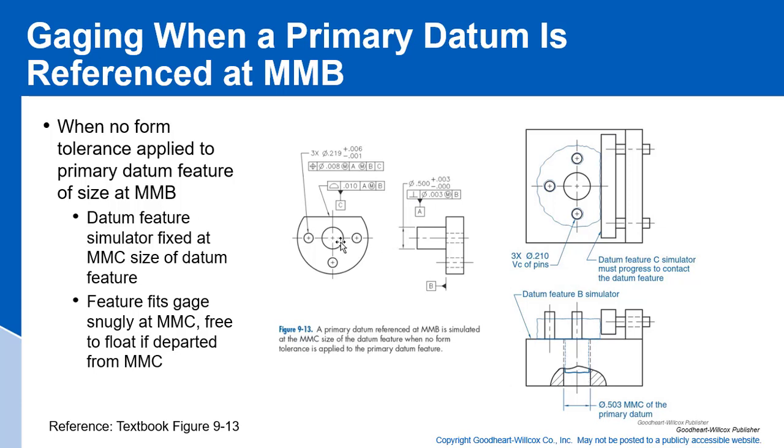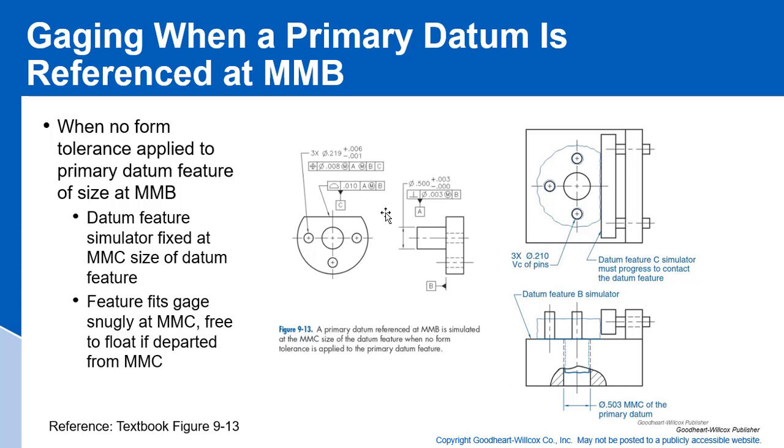The shaft here, the cylindrical feature, pops into this hole here. This hole is made at the MMC of the primary datum. The MMC of the primary datum would be this 503 shaft. That's the MMC, this 503 shaft. So that fits down there for the 503 shaft.